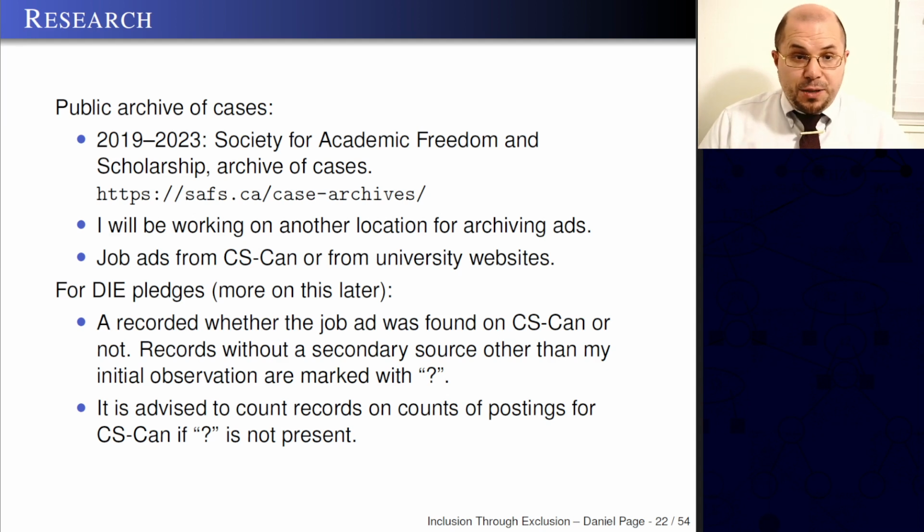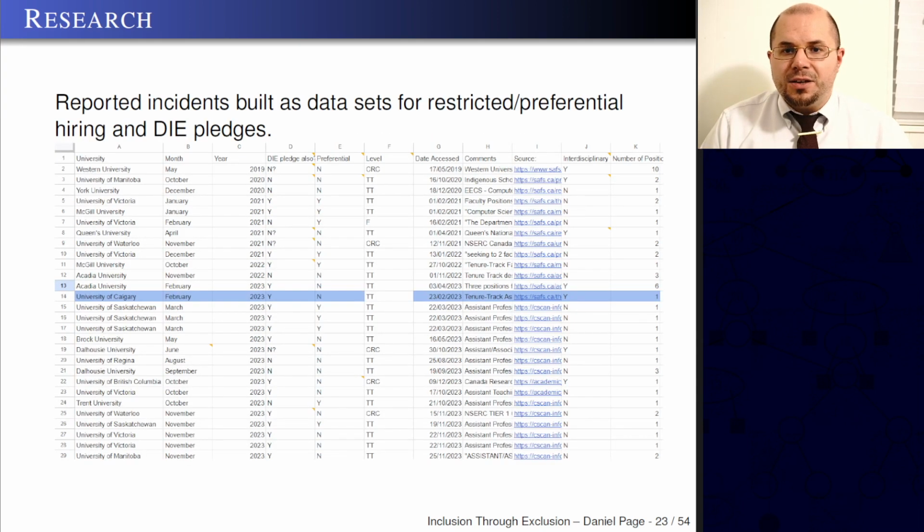I suggest if you plan to use my data sets, do not use the question mark rows to infer things. Remember, the row exists and it has evidence for it, but its presence on CSCAN with a question mark lacks a secondary source, so I would suggest not using it to make inferences.